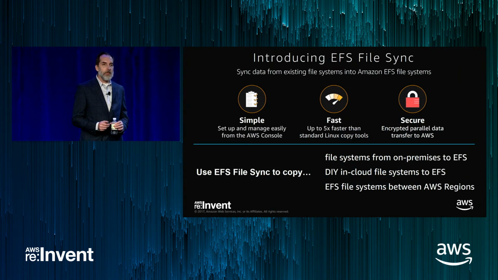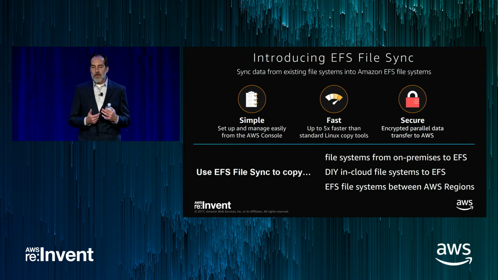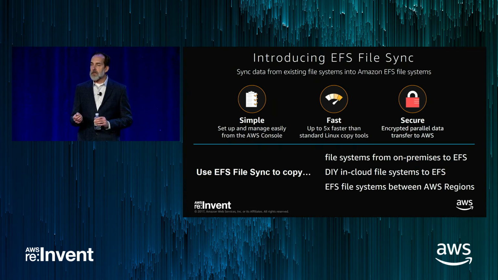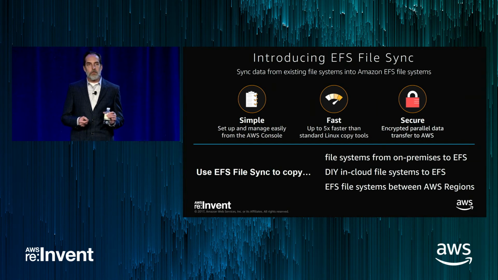So as Ed mentioned, last week we introduced a great new utility called EFS File Sync. EFS File Sync is a simple, fully managed solution to transfer files into Amazon EFS using a secure, high-performance, parallel data transfer. EFS File Sync provides encryption from your IT environment to AWS. And we see up to 5 times the throughput of standard Linux copy tools. So again, this is a very simple, fast, secure method of efficiently migrating data from source to destination, destination being an EFS file system.